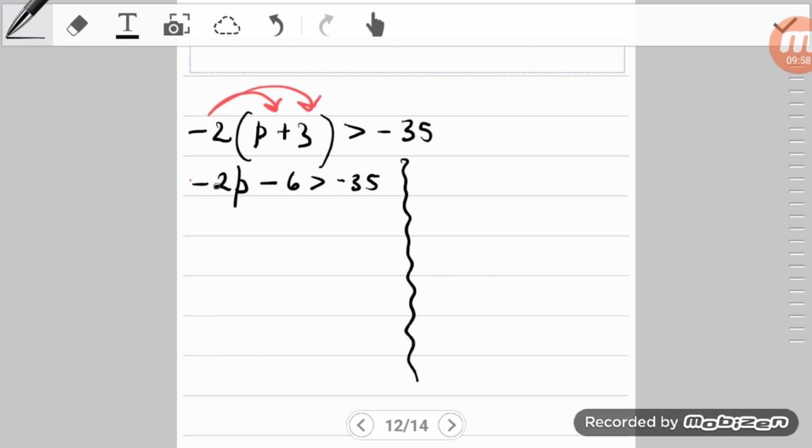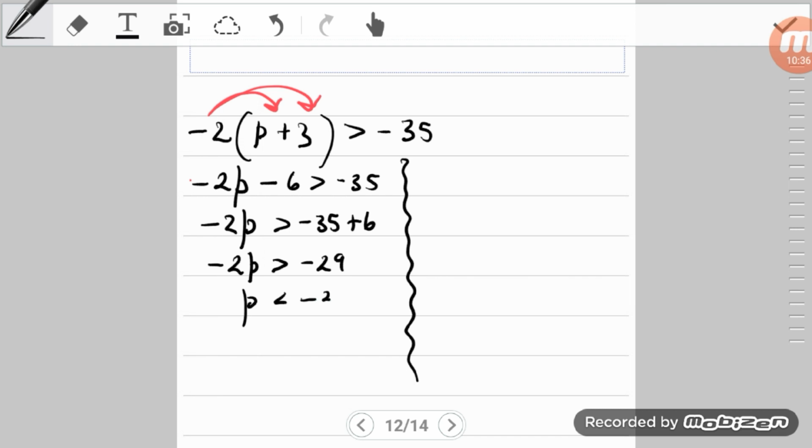Okay, so now again we are going to transpose. We transpose the -6 here, so that's -2p is greater than -35, and we add 6 to both sides, so we end up with a +6. Now -2p is going to be greater than the result of -35 plus 6, which works out to be -29. And if we divide both sides of the inequation by -2, remember that you're dividing by a negative in an inequality, so the sign has to be reversed.